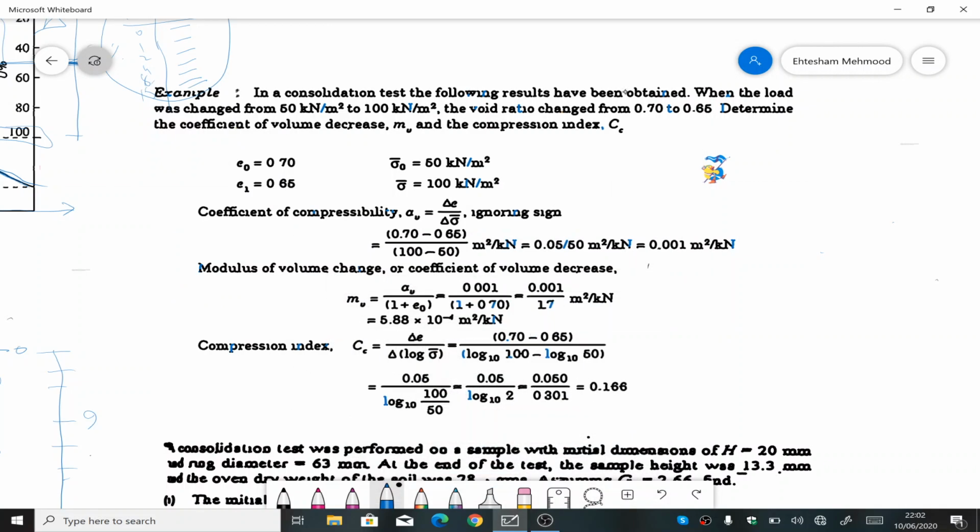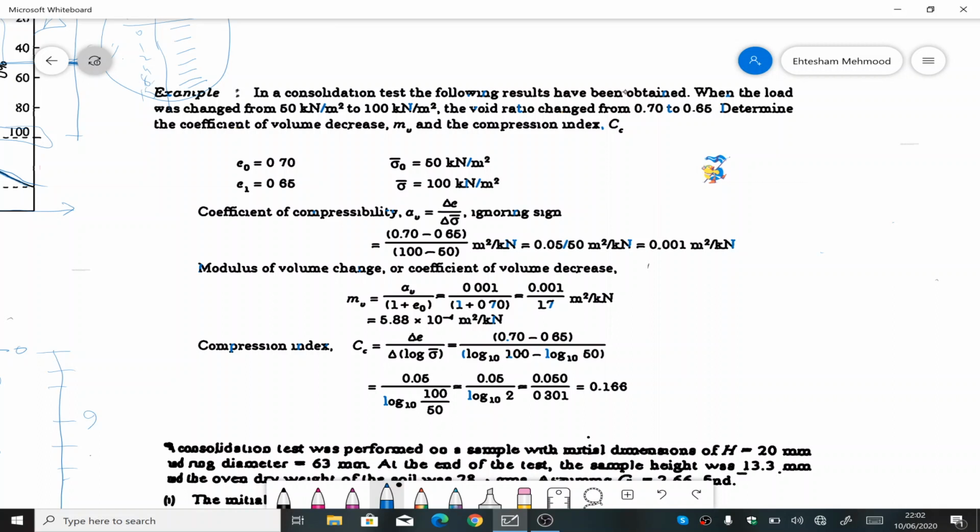Now we will do numericals related to consolidation. In the first example, the consolidation test was done and the load was changed from 50 kilonewton per meter square to 100 kilonewton per meter square, and as a result the void ratio changed from 0.7 to 0.65. So determine the coefficient of volume decrease, that is mv, and compression index, that is Cc.